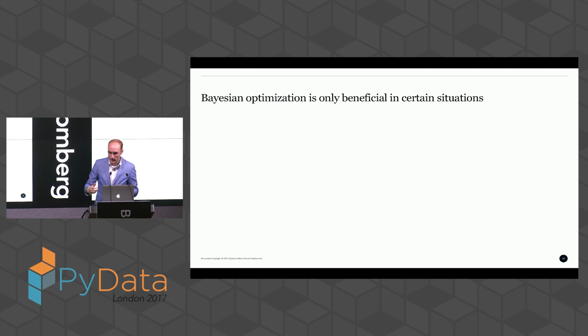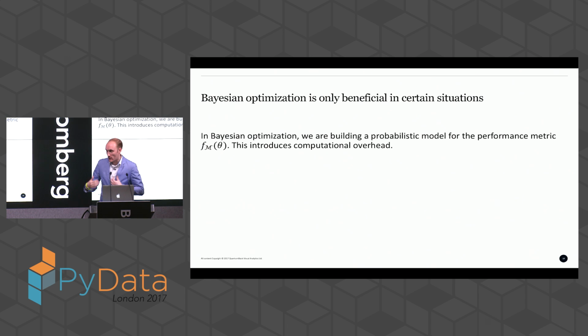Now, what I'm not trying to do here is to say that you should always use Bayesian optimization, or that it's a silver bullet that will always work for you. Doing this is only really beneficial in certain situations, especially because, like I said, in Bayesian optimization we're building a probabilistic model over a loss surface. And building that probability model introduces computational overhead because we need to update our beliefs, do some computation. So it introduces extra overhead and extra complexity in our overall pipeline.